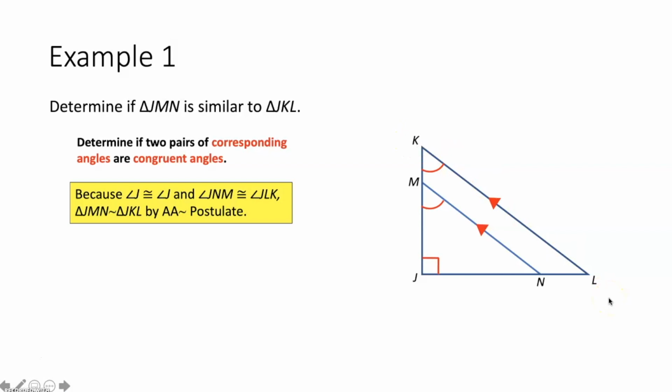If you want to be an overachiever, you could also see that these two parallel lines were cut by another transversal, segment JL, meaning that these two angles, angle JNM and angle JKL, must be congruent by the corresponding angles postulate as well.